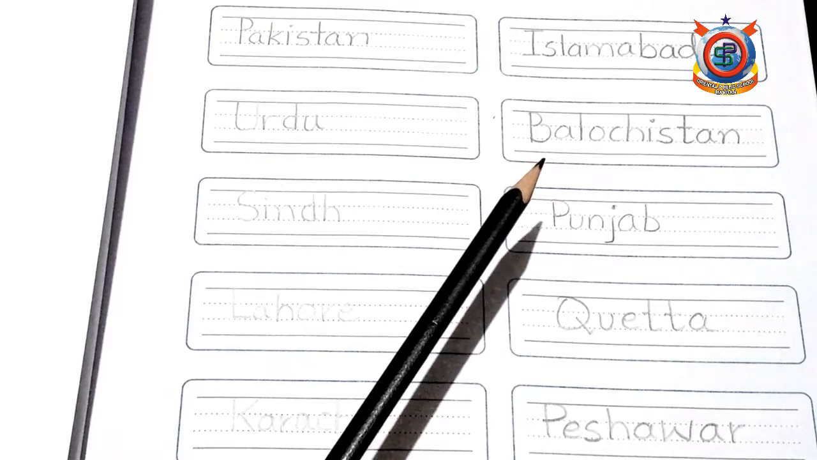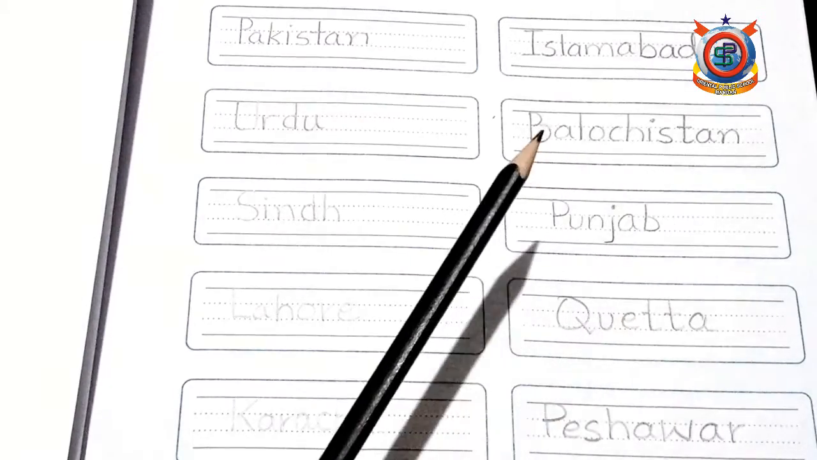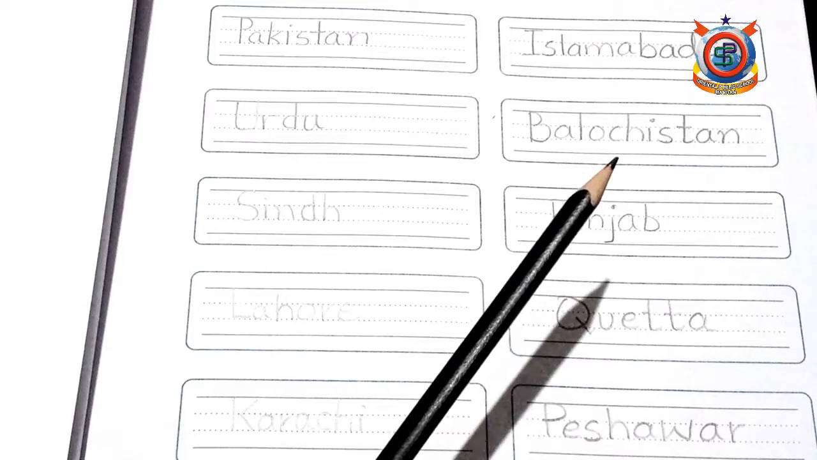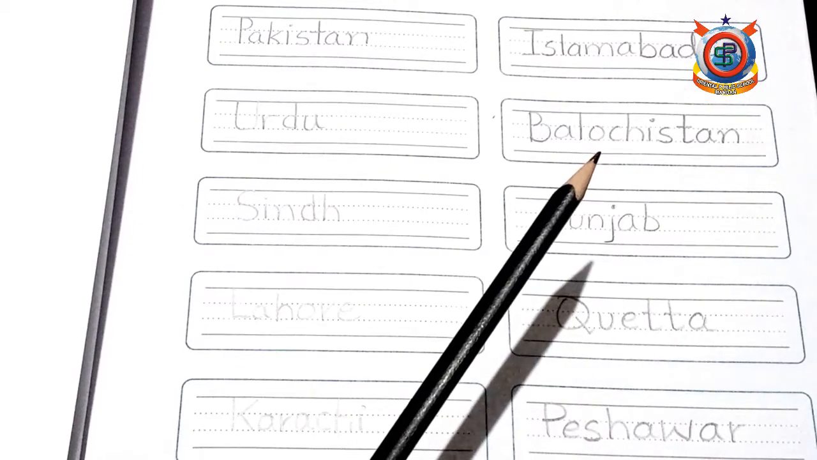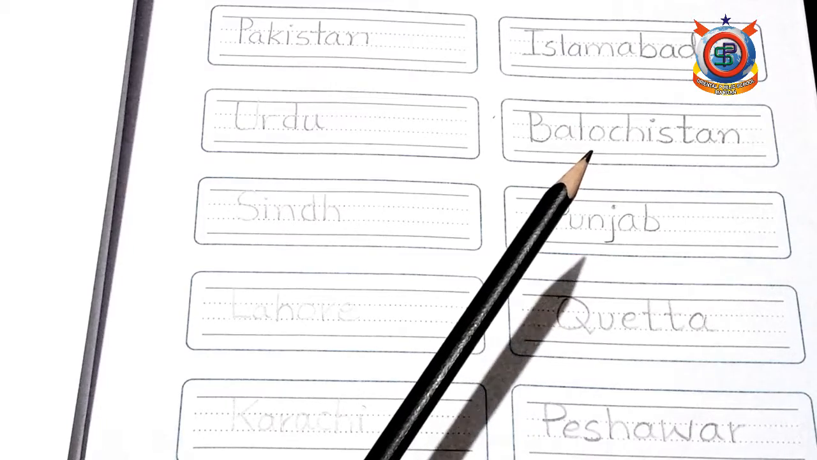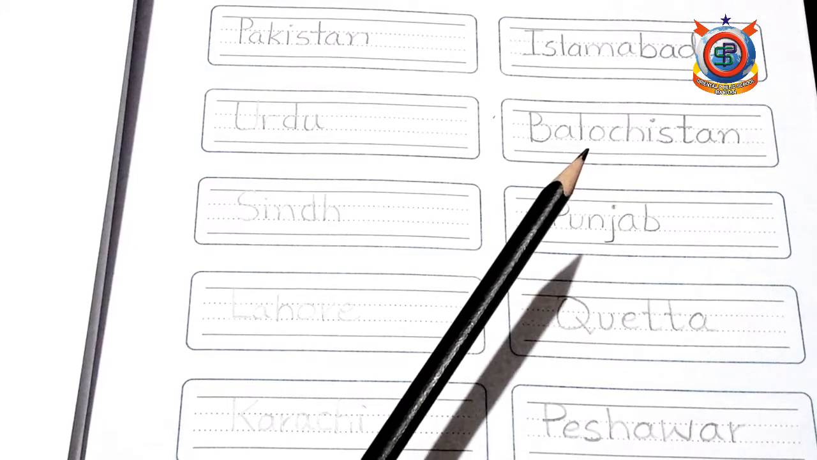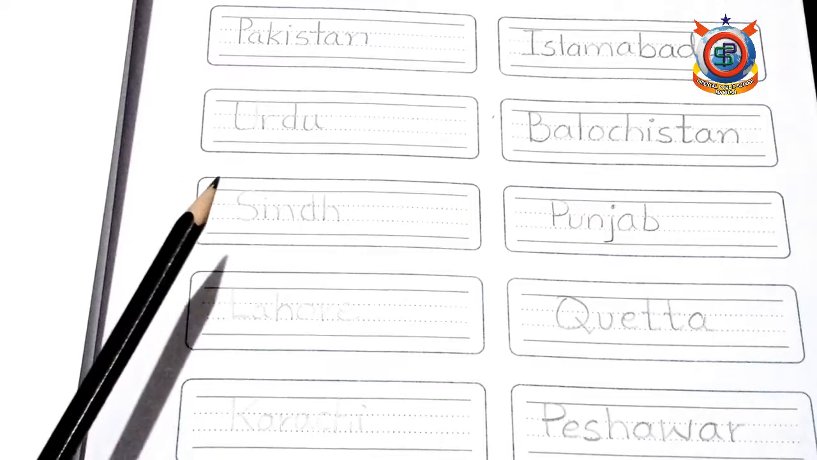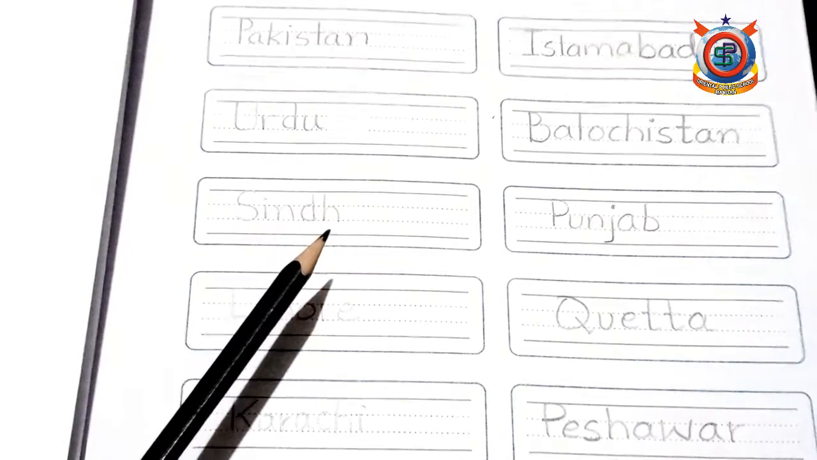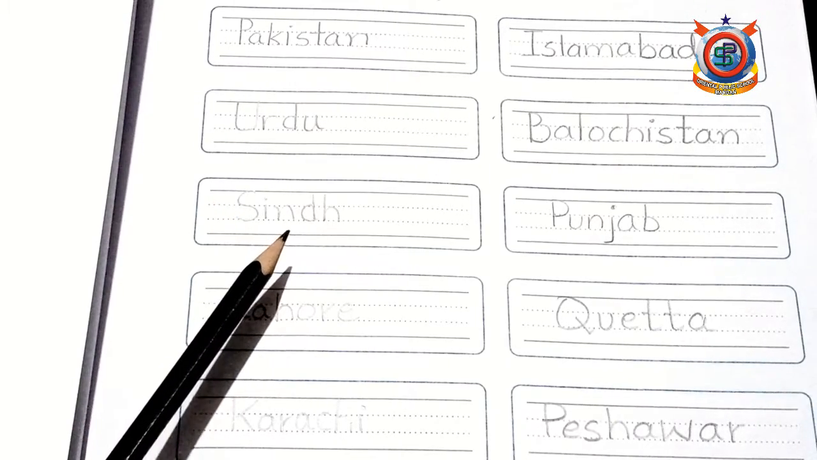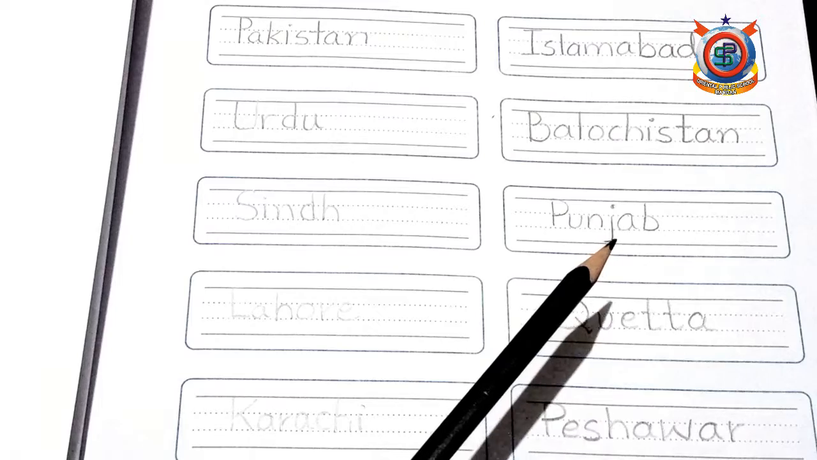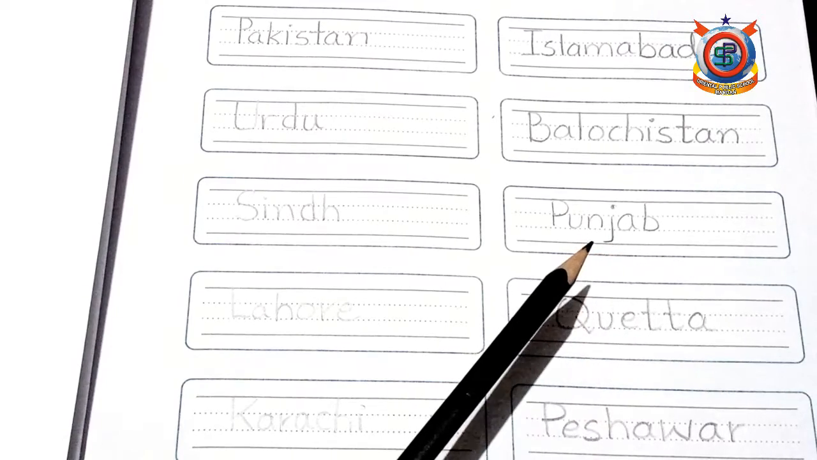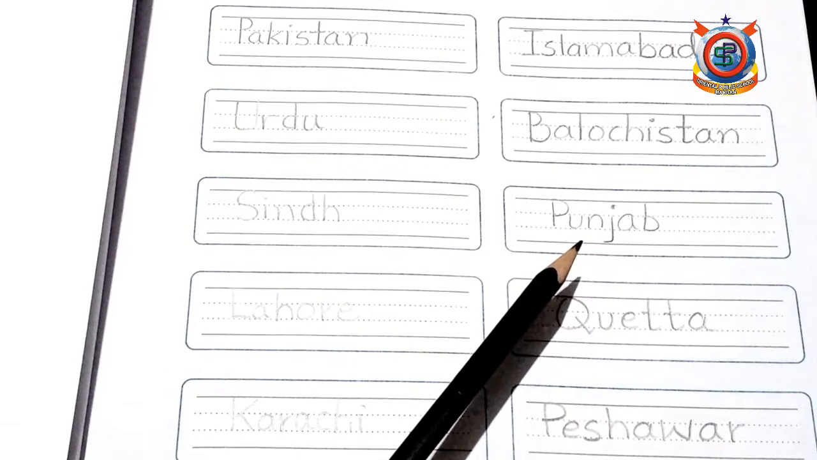Fourth noun is Balochistan. Balochistan. Okay students, Balochistan is a province in Pakistan. And Sindh, Sindh. Sindh is also a province in Pakistan. And then Punjab, Punjab. Punjab is also a province in Pakistan.